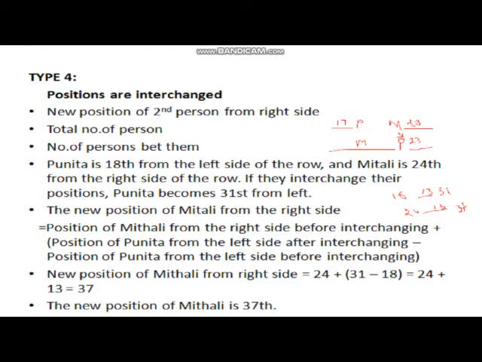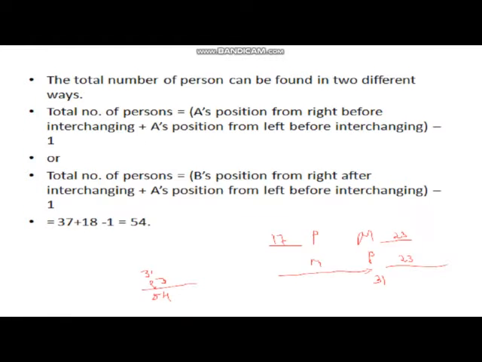Hope you understood. Next question is, we have to find the total number of persons. We already know Punita's position, so we'll consider Punita. For now, Punita has changed from 18th to 31st position. So 31st, plus, after interchanging she is at Mitali's position, right? So again adding 23, because after Mitali there are 23 persons on the right side, as given. So 31 plus 23, which is 54.